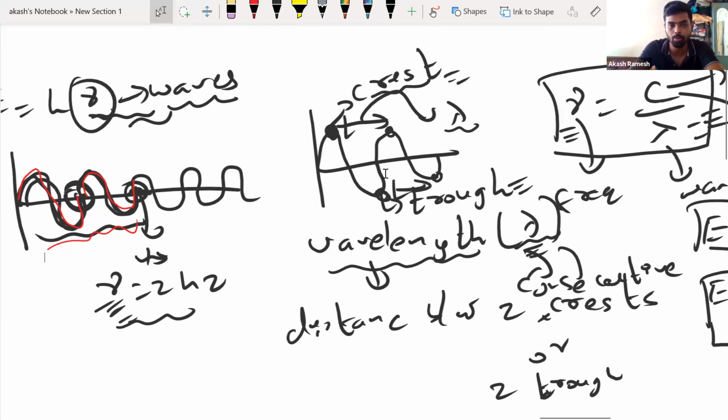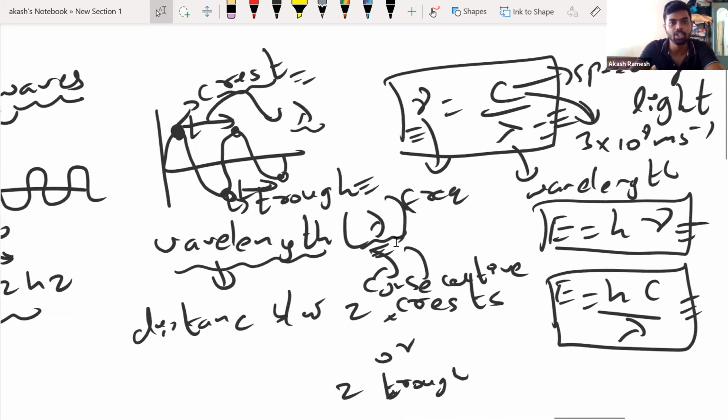Any wave will have a maximum value and a minimum value, right? The maximum value is what is called a crest, and the minimum value is what is called a trough, right? So wavelength, if I say lambda, lambda is nothing but the distance between two consecutive crests or the distance between two consecutive troughs. That is what is called wavelength.